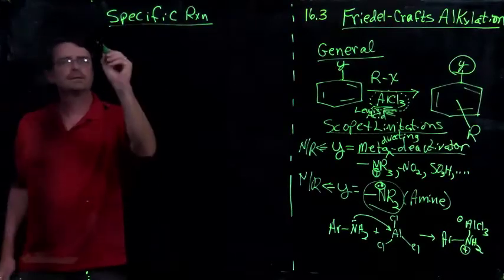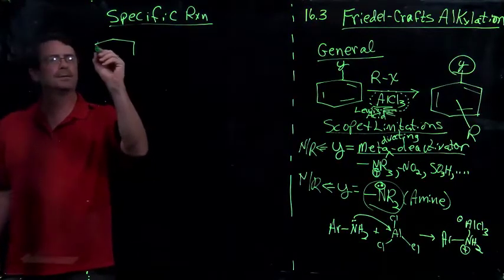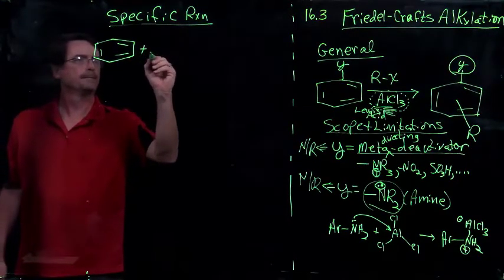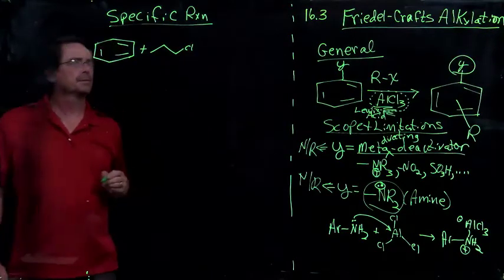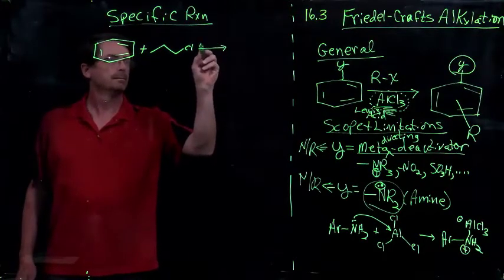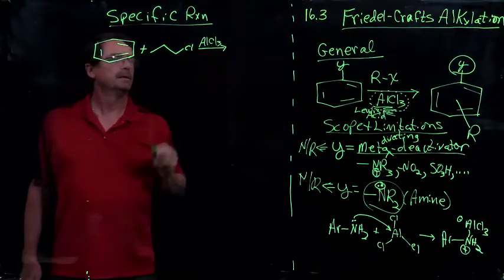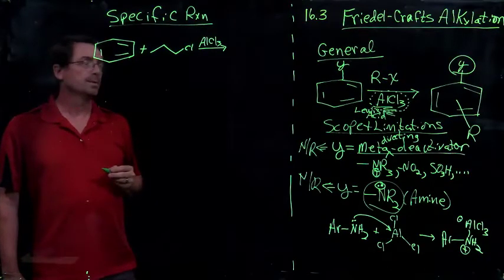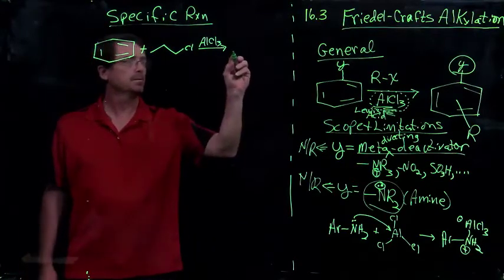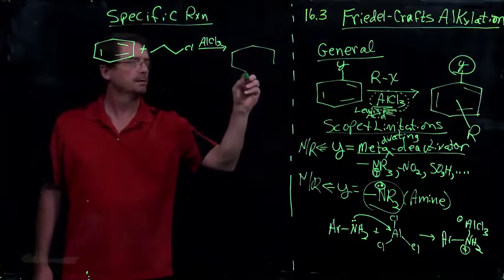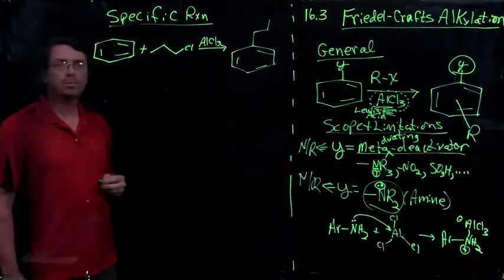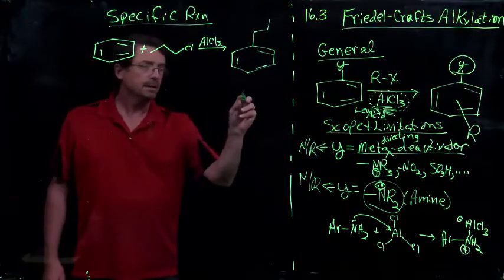All right, for a specific reaction, I'm going to choose one that actually has a bit of a challenge for us. So this is 1-chloropropane. And what would you predict as the product based on the general reaction we had a few minutes ago? Well, you probably should come up with, and could come up with, propylbenzene. But that's not the only product.